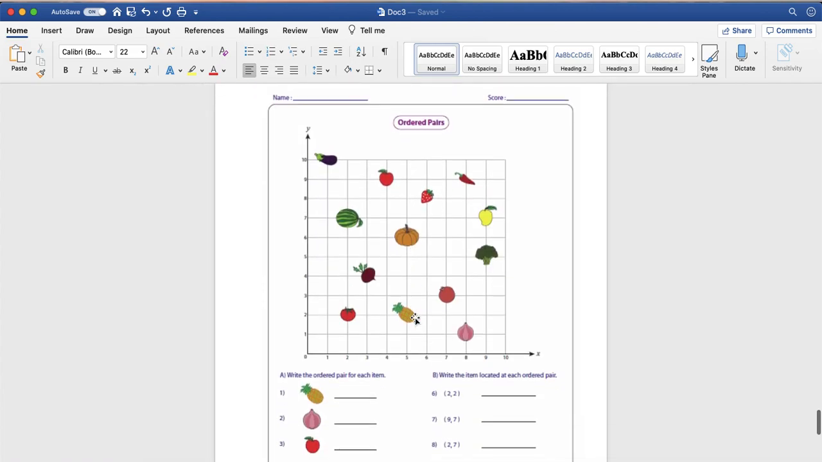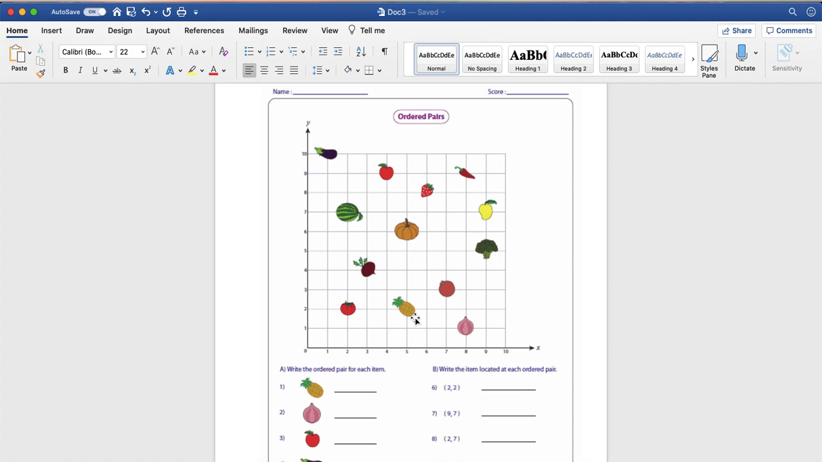Okay, so now we are going to do some practice with ordered pairs. So as you can see here, I have different fruits and veggies that are plotted on my graph over here, or on my coordinate plane. And I need to find the direction for all of these different items.